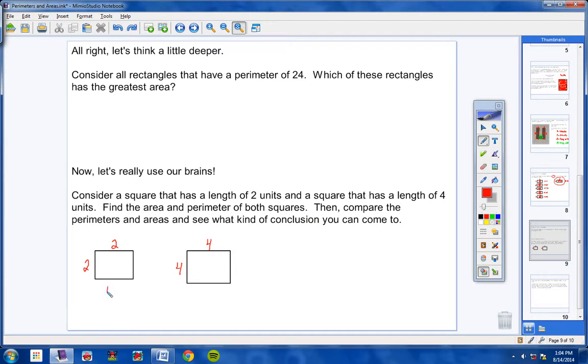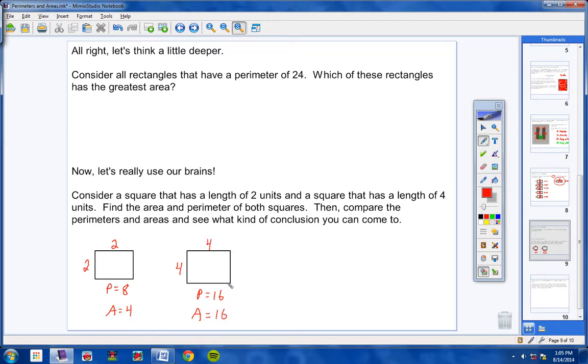The perimeter of this square would be 8 because I have 2 plus 2 plus 2 plus 2. And the area would be 4, and that's pretty easy because 2 times 2 is 4. All right. Now let's come over here to this square, and the perimeter would obviously be 16 because I have 4 plus 4 plus 4 plus 4.